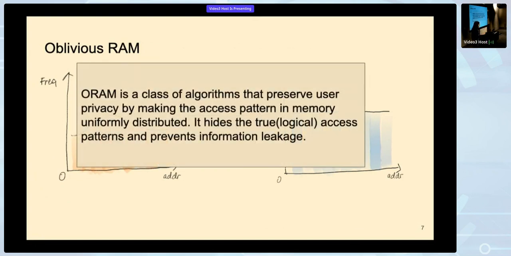Here I give the definition of ORAM. It's a class of algorithms that preserve user privacy by making these access patterns in memory uniformly distributed, or statistically independent from each other. So it hides the true, or logical, access patterns and prevents information leakage.